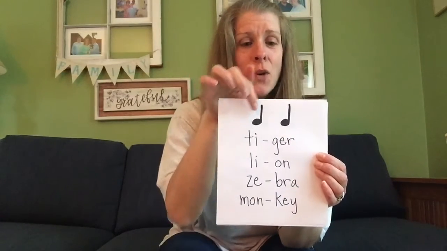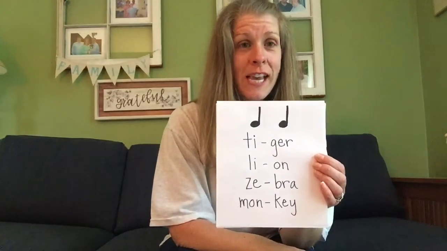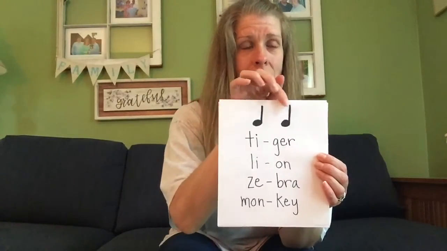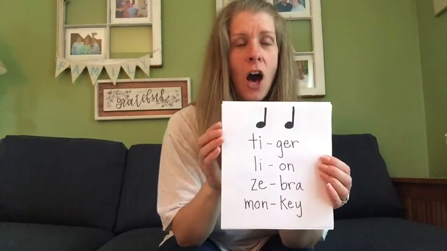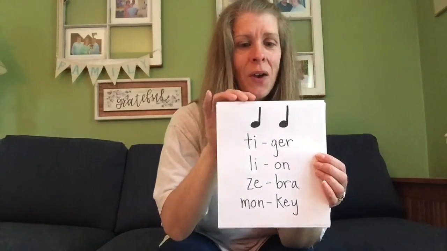Now maybe you can think of another animal that has 2 syllables that you could see at the zoo, and you could use that instead. But the first thing I want you to do is write down either one of these 4 or one that you think of that has 2 syllables that you can say along to ta, ta, all right?